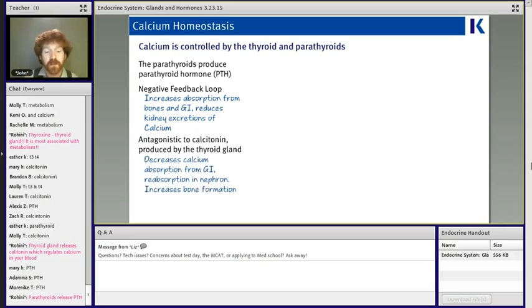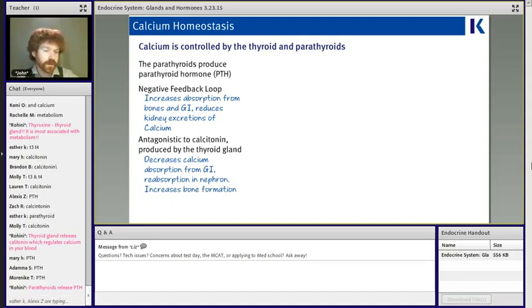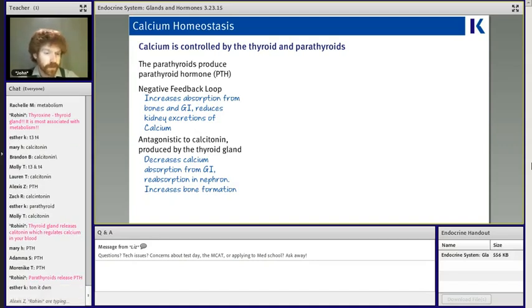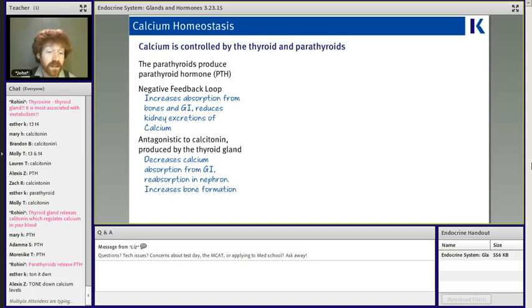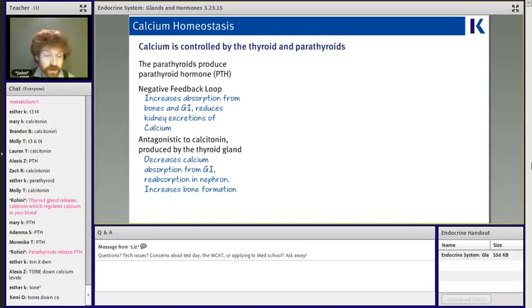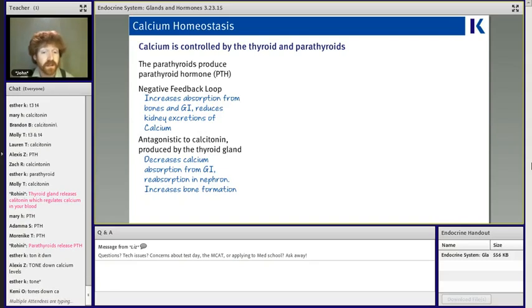The mnemonic for calcitonin, anyone have a preferred mnemonic? There's one standard I've heard a bunch before. Yeah, it tones down calcium in the blood. So calcitonin tones down the calcium, whereas parathyroid hormone increases the calcium in the blood.